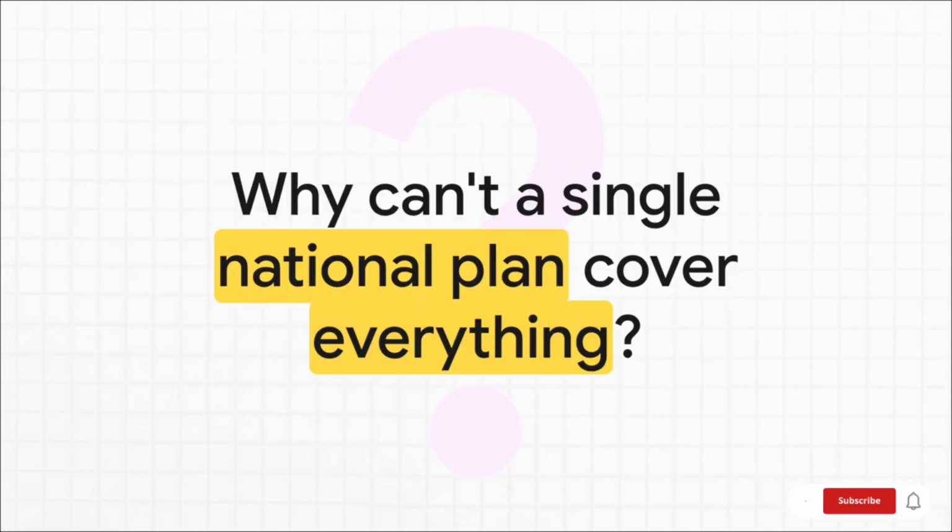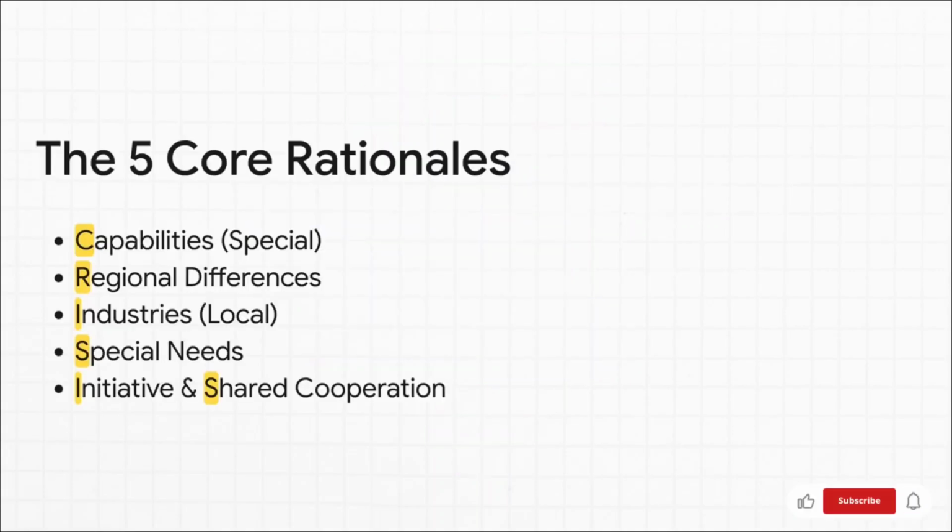This brings up a really critical question, and it's definitely the kind of thing an examiner would love to ask. I mean, if we already have a national plan, why do we need to do all this extra work? What's the justification? Well, it turns out there are 5 core reasons for this, and we're going to go through them right now. Now, here is a fantastic trick for your exam. To remember these 5 points, just think of the word CRISIS.